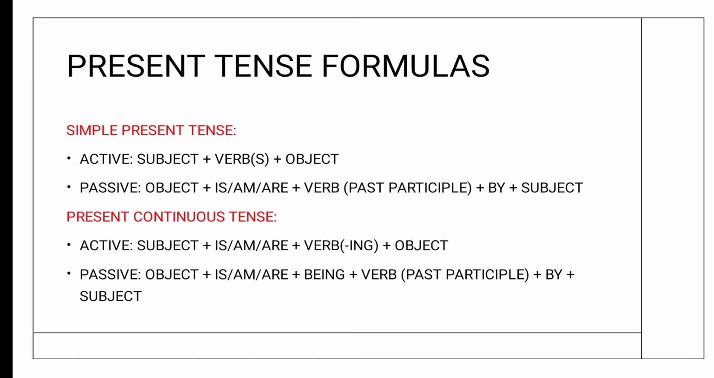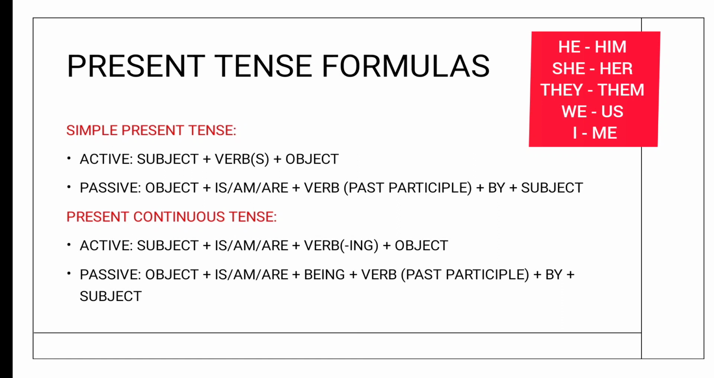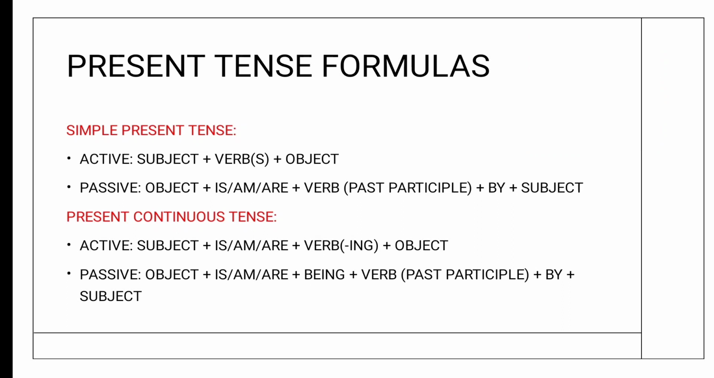My clothes are being washed, plus by. My clothes are being washed by. What is the subject here? I, right? I will convert into me. My clothes are being washed by me. For example, if the subject is he, it will convert into him. If the subject is she, it will convert into her. If the subject is they, it will convert into them. If the subject is we, it will convert into us. I hope it is clear about simple present tense and present continuous tense.